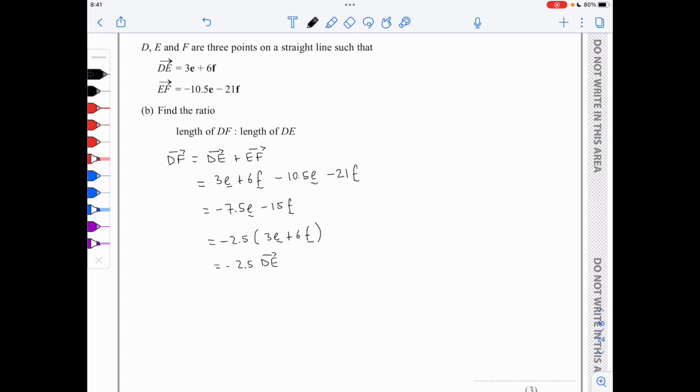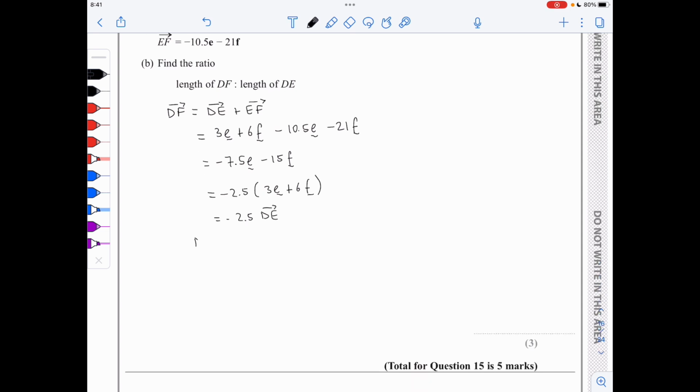And therefore this means that the distance DF is 2.5 times the distance DE. Notice that we drop the negative sign because distances, lengths are always measured in a positive sense. So we have that DF over DE is 2.5. I can see this as over 1, and therefore the ratio of DF to DE is 2.5 to 1, which can be written as 5 to 2. The examiner is accepting both of these as correct answers.